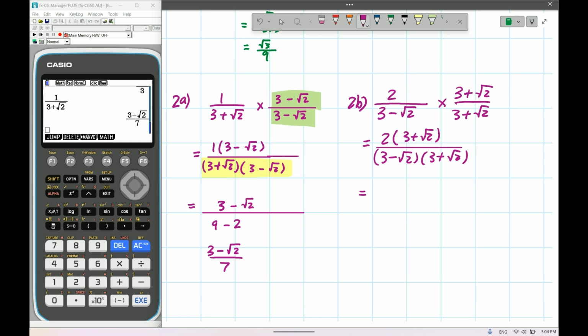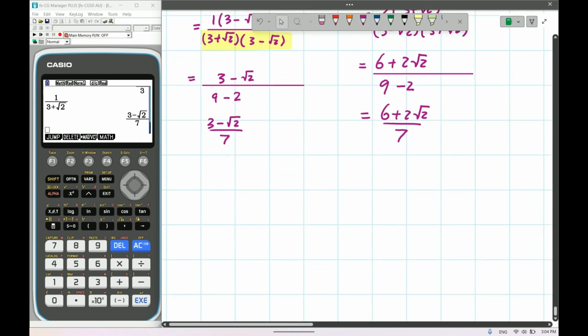And then we go through the arduous kind of process of expanding everything. So 2 times 3 is 6, plus 2 root 2, all over 3 times 3 is 9, minus 2. So what you're left with is 6 plus 2 root 2 over 7. All right, let's keep going. Question 2c.